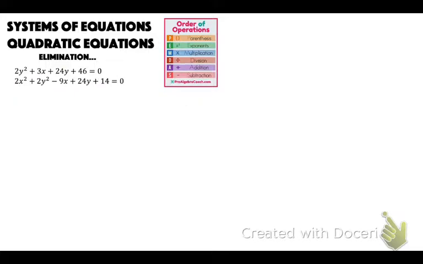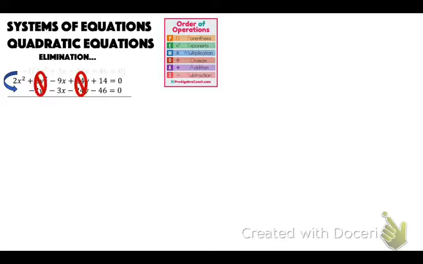Let's do another one. So again, just multiply one of the equations by negative 1. Doesn't matter which one. But we want to line this up so that they'll actually cancel, because see, our y's are going to cancel here. So let's multiply that top equation by negative 1, and you get negative 2y squared minus 3x minus 24y minus 46 equals 0. So those y's cancel.